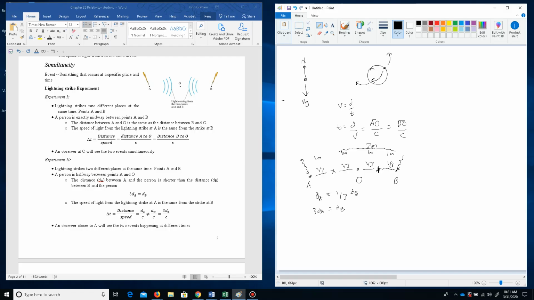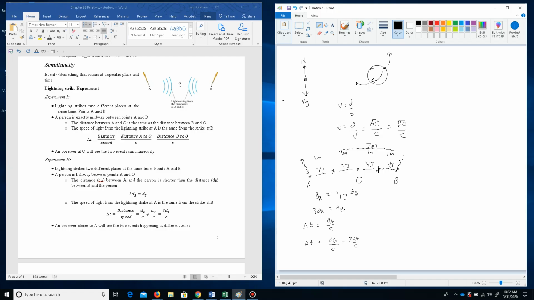And so we can look at the change in time. The time it takes to go from X to A is going to be dA over C. And the time it takes to go from B to X is going to be dB over C, which is equal to 3dA over C. So it's going to take 3 times as long to go from B to X as it does to go from A to X. Okay, that actually makes sense.